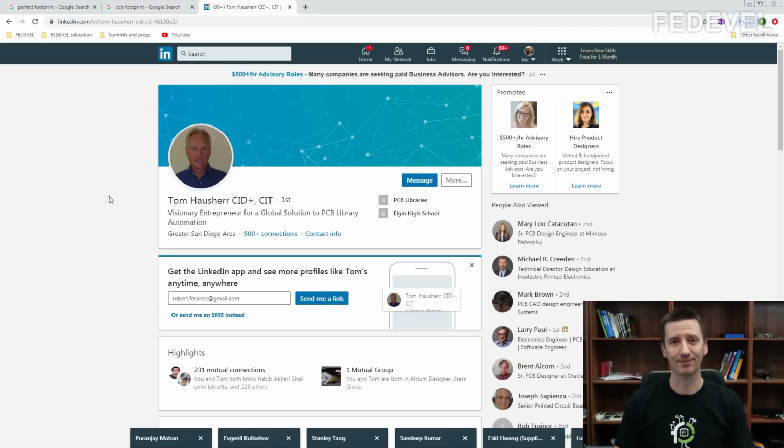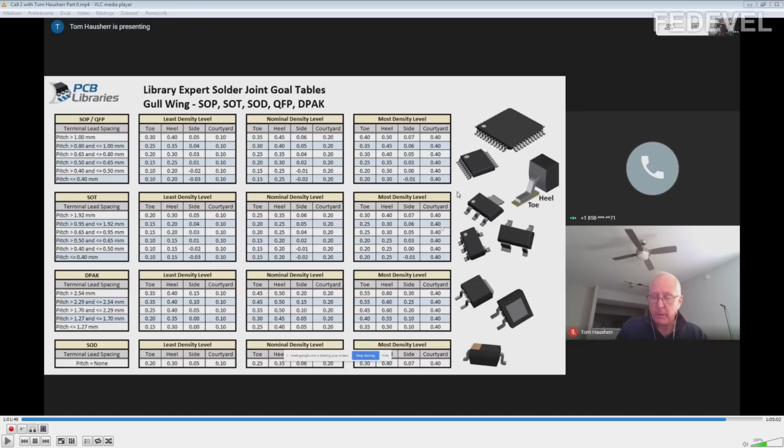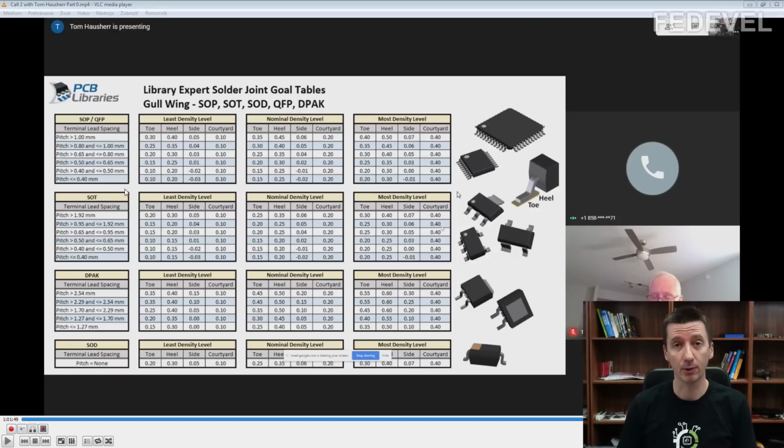Here is the call. This is the key where we would like to go with this call. Here you can see a table which is very important because based on this table you can create a lot of footprints. But to actually understand what is inside of this table, we cannot simply start speaking about how to create a perfect path for a component. First, we need to understand what is behind creating the perfect path.